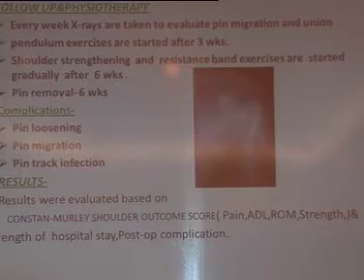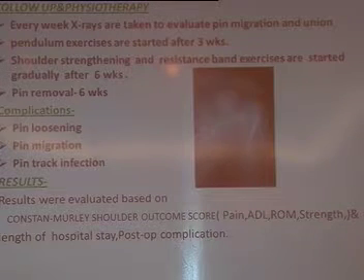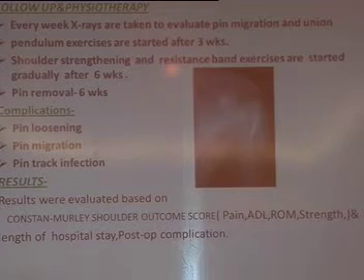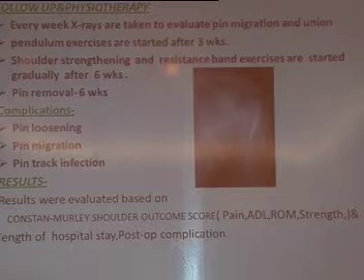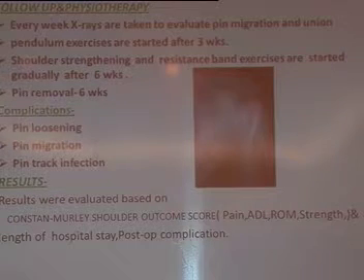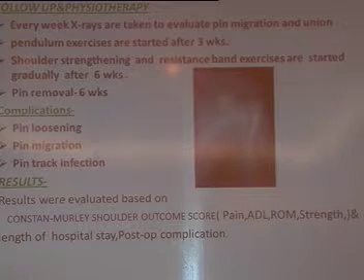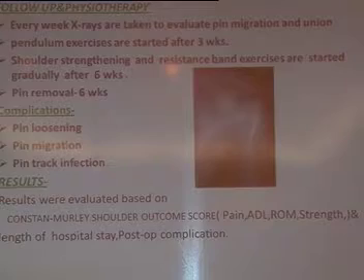For follow-up and physiotherapy, patients were evaluated every week for pin migration and chance of union. Pendulum exercises were started after 3 weeks. Shoulder strengthening and resistance band exercises were started gradually after 6 weeks. Pin removal was done after 6 weeks. Complications we faced were pin loosening, pin migration and pin tract infection. The results were evaluated on the Constant-Murley shoulder outcome score.